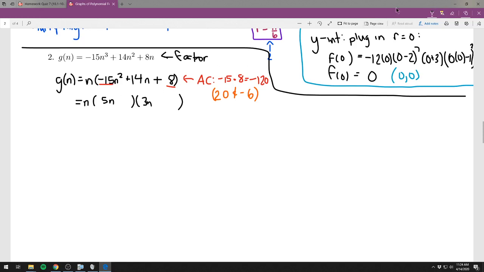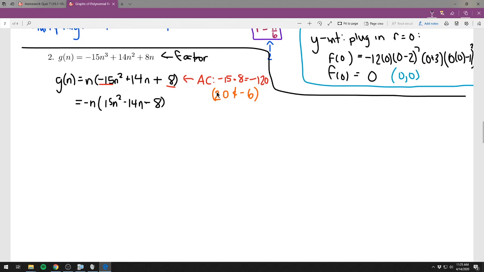In fact, one thing that might be a good idea, especially if you don't like the negative on the squared part, is you can factor it out. So I'm actually going to just go ahead and do that. It won't change what we did here, but I'm going to go back and do it that way. It makes it a little more clear, I think. All right, so if we take out negative n instead, I'm going to take out the negative sign. We got 15n squared minus 14n minus 8.